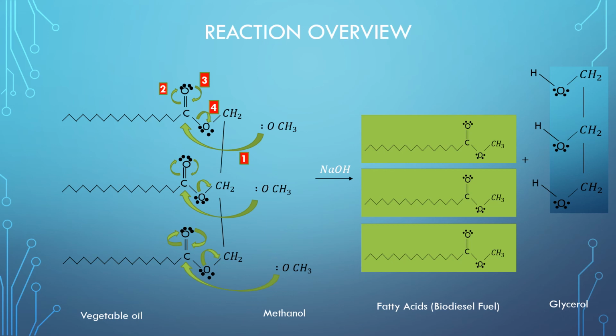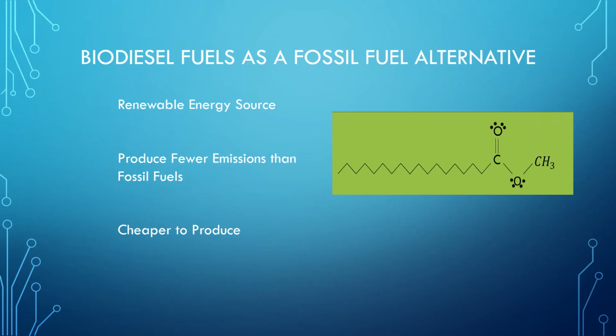The arrows have been numbered on the top row to better show you their steps. Without balancing a chemical equation, you can tell that 1 mole of vegetable oil will be converted into 3 moles of our biodiesel ester. This makes for a high yield of our product. The biodiesel fuel which we have just created could be used as a better alternative to fossil fuels, as it is a renewable energy source, produces fewer emissions than fossil fuels, and is cheaper to produce.